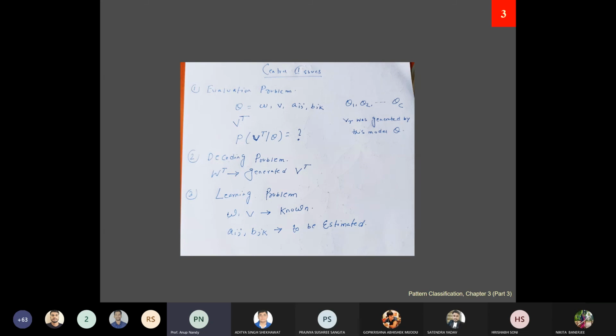One is called the evaluation problem. That is a very important problem for HMM. Next is called the decoding problem, and another one is called the learning problem. So there are three central issues for this hidden Markov model.